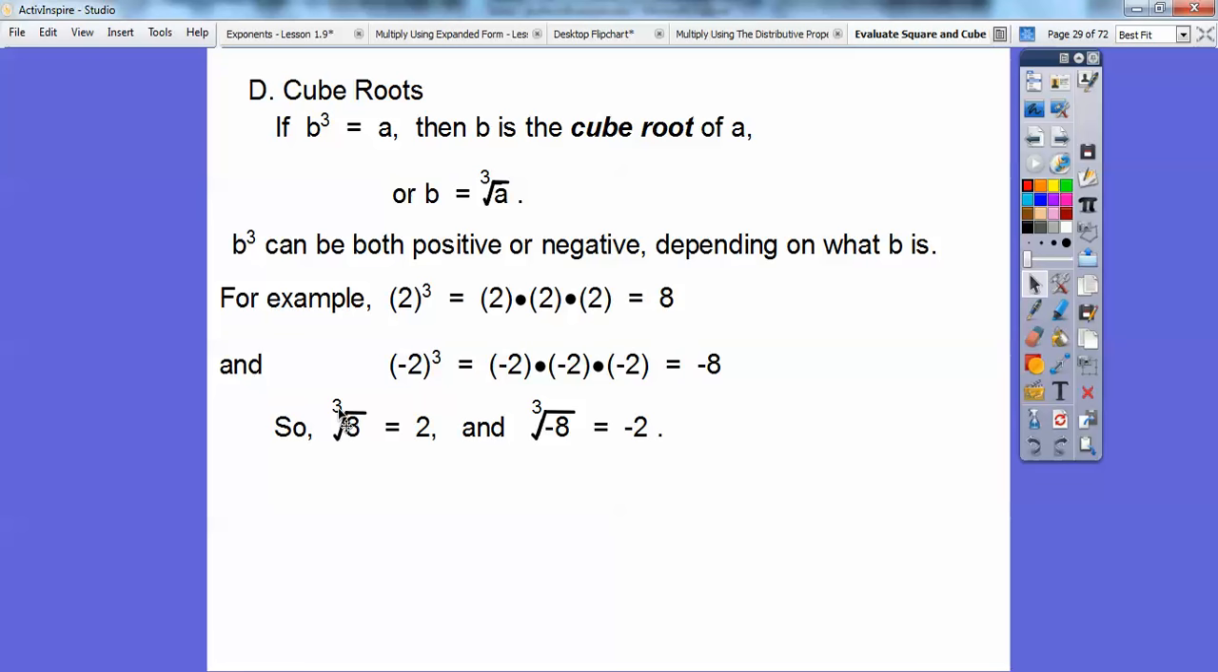That's what this little 3 right here says. So 2 times 2 times 2 equals 8. What number times itself 3 times equals negative 8? Well, negative 2. It shows it right up here. So the cube root of negative 8 is equal to negative 2.